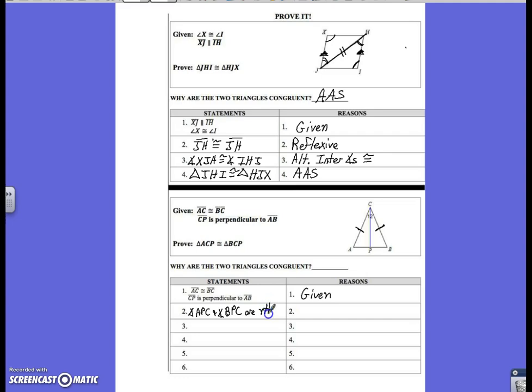Oops. Please excuse my inability to spell tonight. So our right angles, why? That is the definition of perpendicular. Okay, so once we said that, now we can say that angle APC is congruent to angle BPC, because we have that wonderful postulate that says all right angles are congruent. So because these two are right angles, we can say that they are congruent to each other.